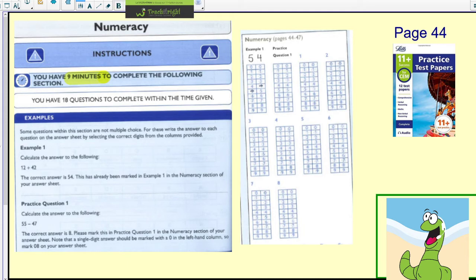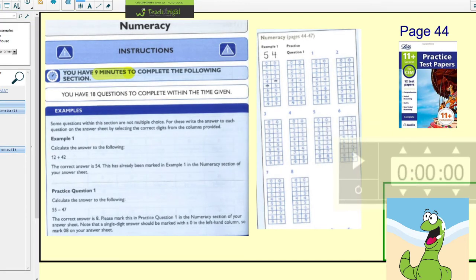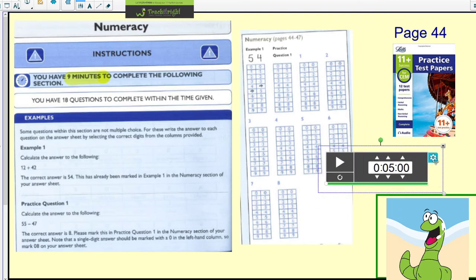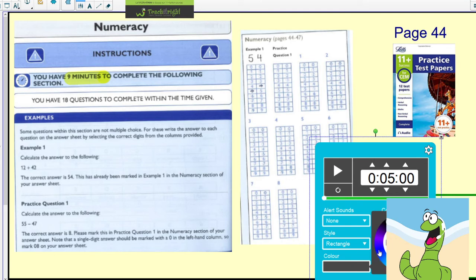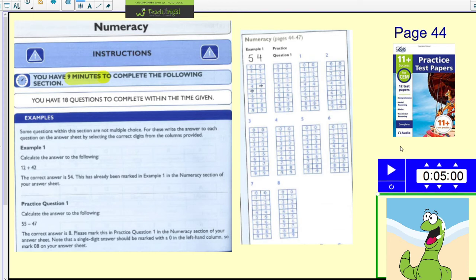You have 18 questions to complete within the time given. Listen to these examples. Some questions within this section are not multiple choice. For these, write the answer to each question on the answer sheet by selecting the correct digits from the columns provided. Example 1. Calculate the answer to the following: 12 plus 42.